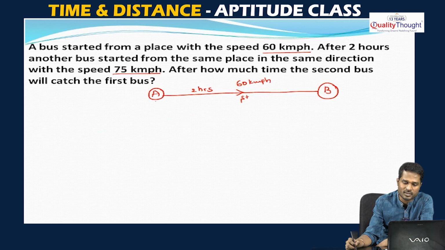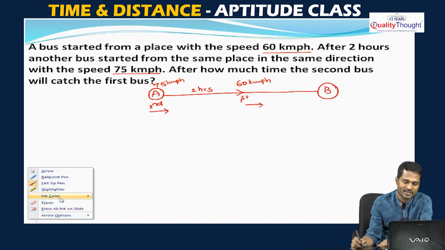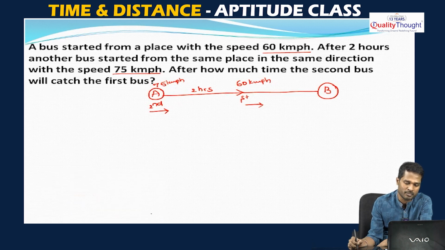So after 2 hours the second bus started from the same place in the same direction with the speed 75 kilometers per hour. If the first bus is moving in this direction, the second bus is also moving in the same direction. So when both the vehicles or the persons are moving in the same direction, as per the relative speed, the speeds should be subtracted. But before that, when the second bus started, what is the distance between both the buses?